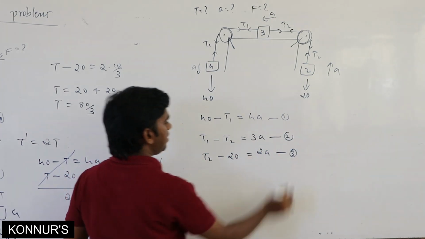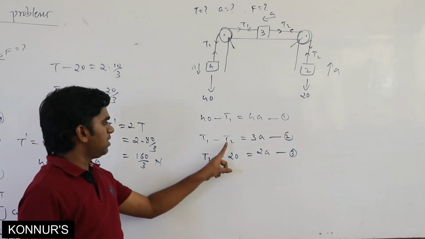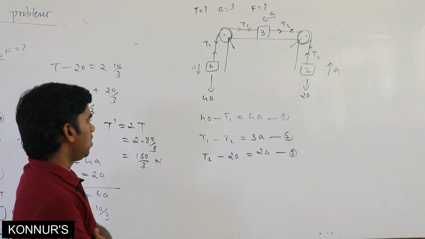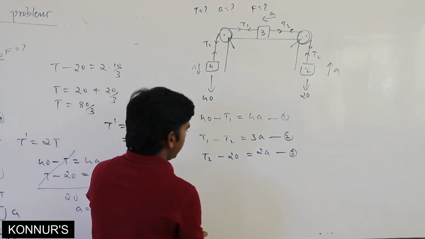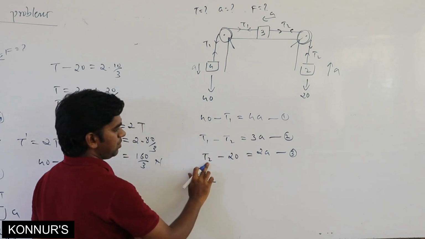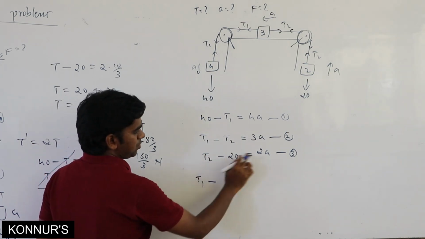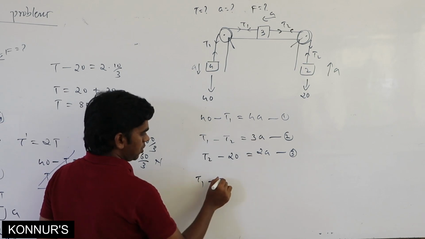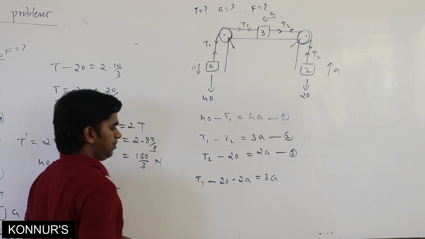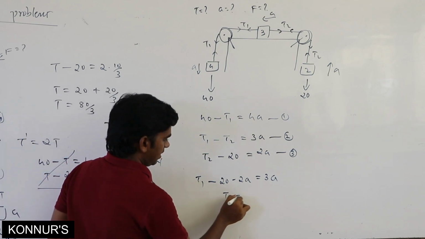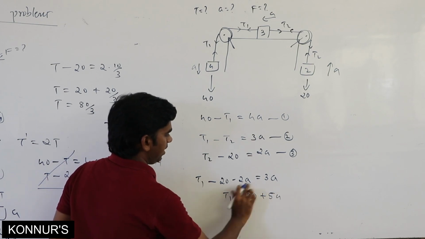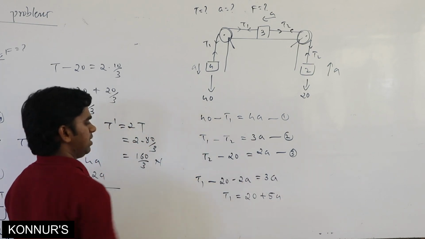So we got three equations, and three unknowns: T1, T2 and a. Three unknowns and three equations, that means obviously we'll get all the unknowns. So we can do that also. T1 minus T2: you can substitute T2 as 20 plus 2a. So it will become T1 minus 20 minus 2a equals 3a. So T1 is 20 plus 5a. This will become 5a, and this 20 will move over here.